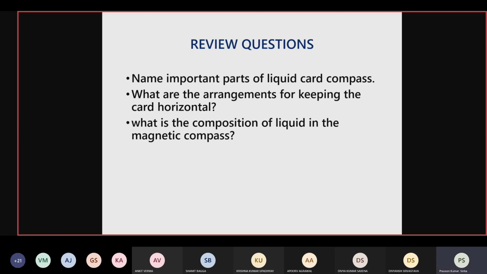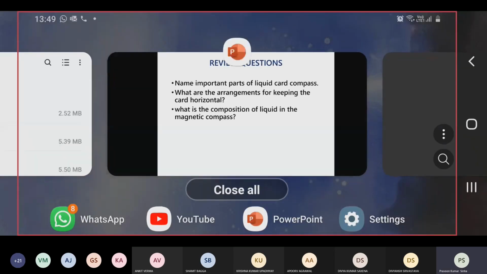I think the composition of liquid we attended just now. Looks like we are going to take one more class to complete this, but it is almost over.